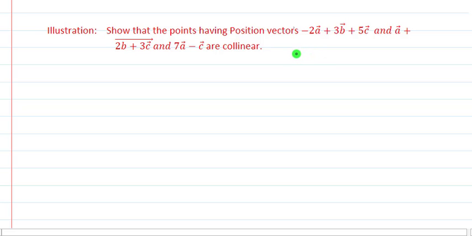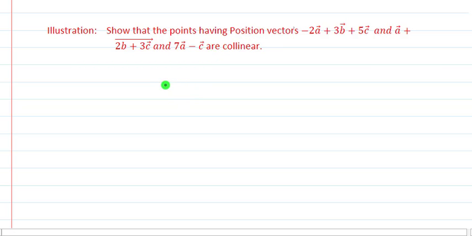Now let us learn how to prove the given points as collinear points by using the same concept, that is the concept of position vector. So the problem is, show that the points having the position vectors minus 2a plus 3b plus 5c, and a plus 2b plus 3c, and 7a minus c are collinear.